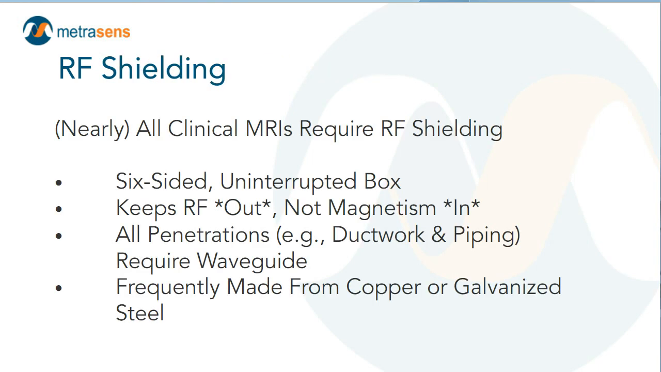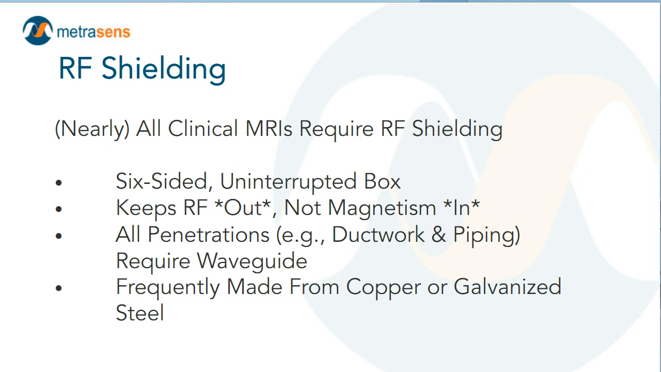Nearly every clinical MRI system, there are some exceptions, requires radio frequency shielding built into the walls of the room. When done correctly, it is a 6-sided uninterrupted box. Lead shielding for X-ray or CT may only need to go up to 7 feet and then nothing in the ceiling. That is not the case in MRI.